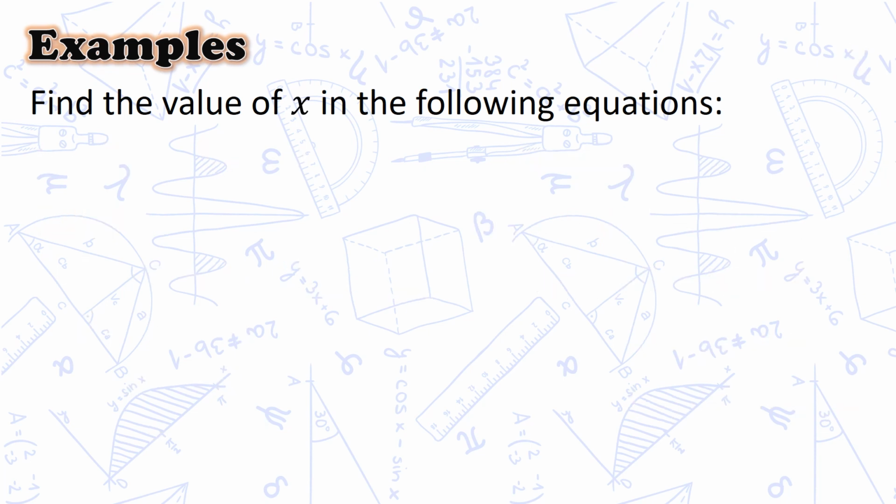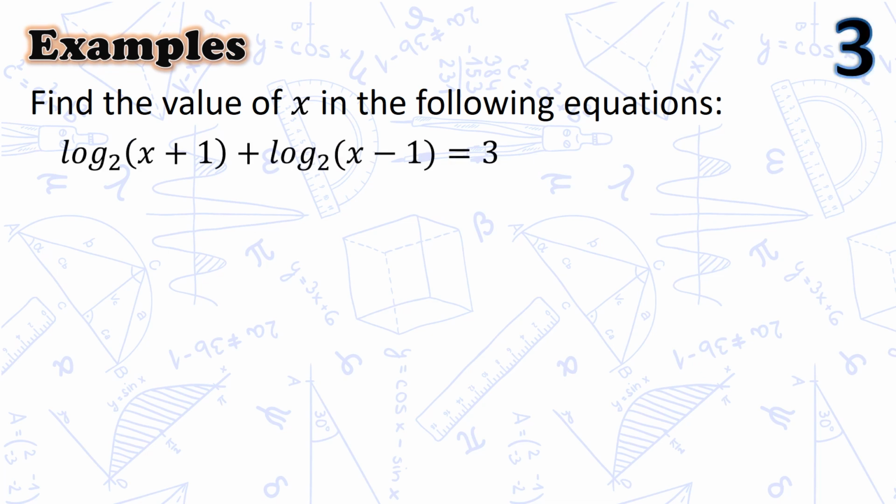Next example. The logarithm of x plus 1 to the base 2 plus logarithm of x minus 1 to the base 2 equals 3. So we have two logarithmic expressions on the left-hand side of the equality symbol. If this is the case, we can use the properties to write this as a single logarithm or a condensed logarithm. So for our solution, we will use the product rule.